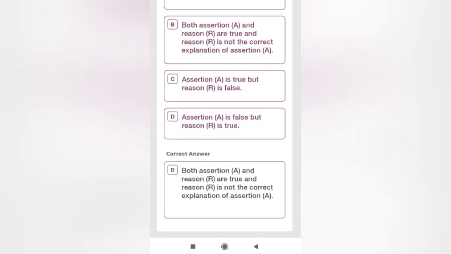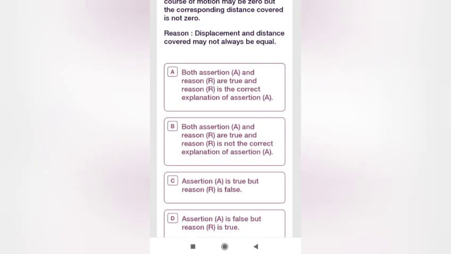So option B: both assertion and the reason are true, and the reason is not the correct explanation of the assertion. Here we say that distance and displacement covered may not always be equal. Yes, it cannot always be equal. It can be varying. That's true.